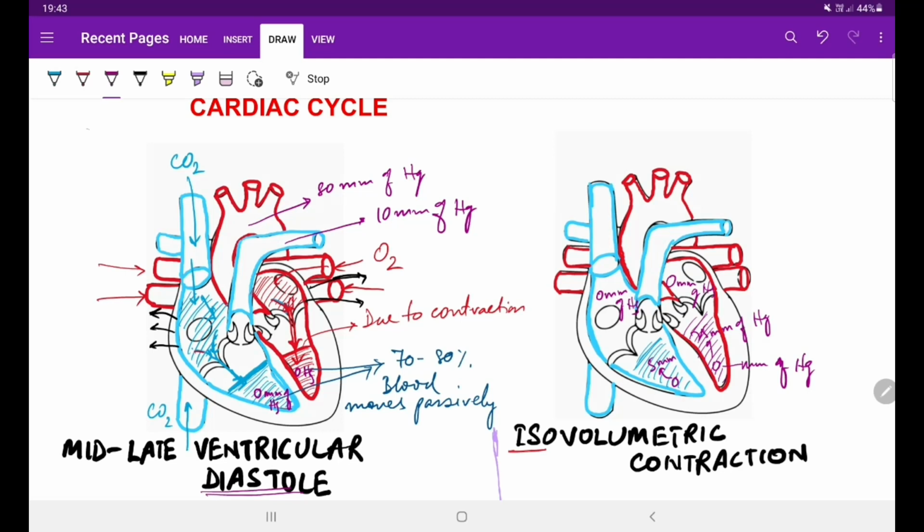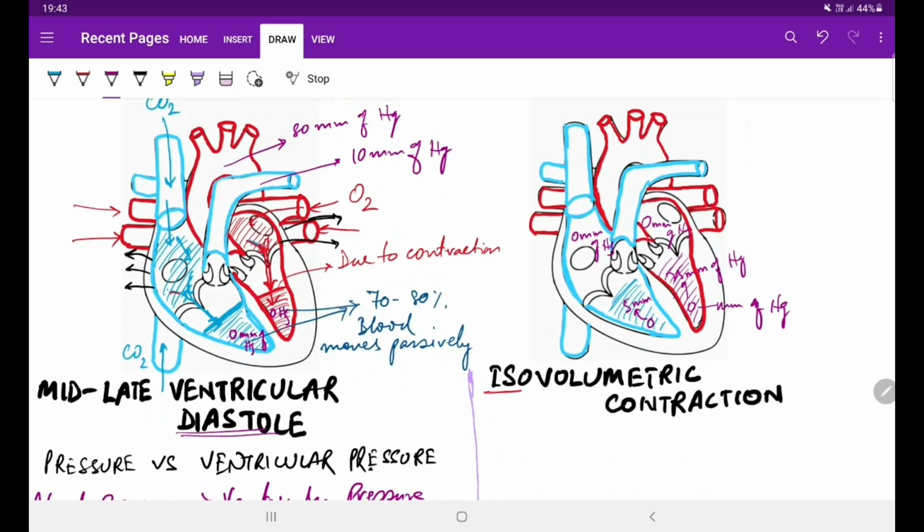The valves which were opened for pumping of the blood into the ventricles will close, and the closing of the valves is to prevent any amount of backflow of the blood into the atria, which is the foremost requirement, the foremost significance of these valves which separate the atria and the ventricles.